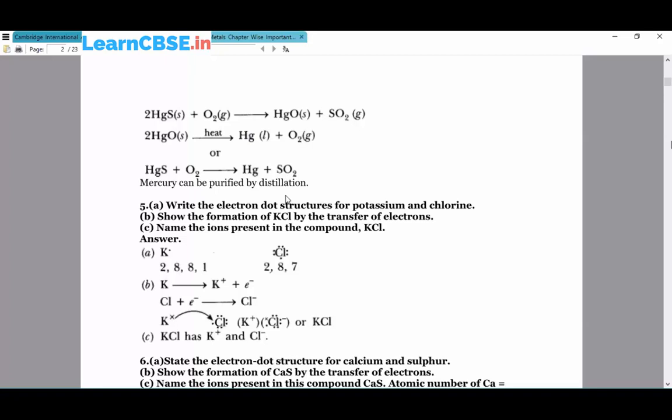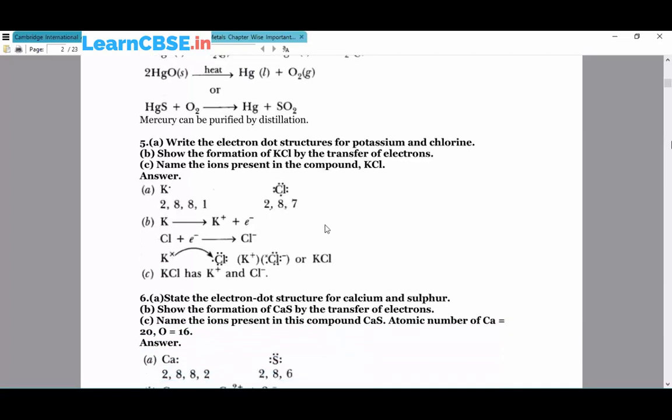Write the electron dot structure of potassium and chlorine. Show the formation of KCl by the transfer of electrons. Name the ions present in the compound KCl.